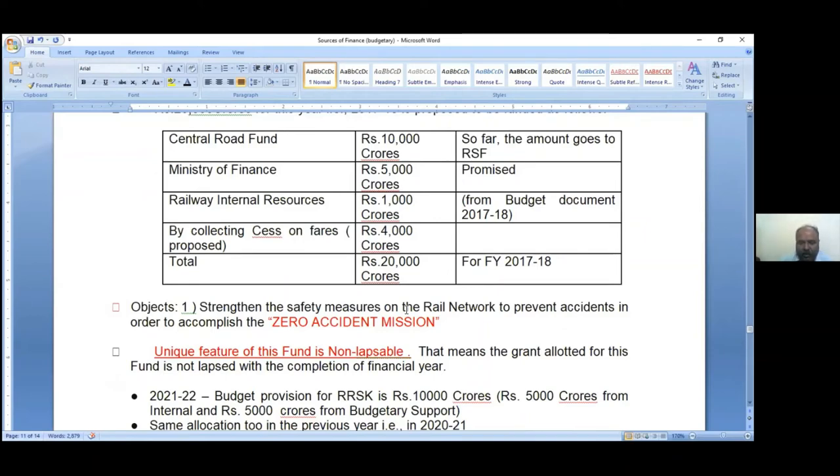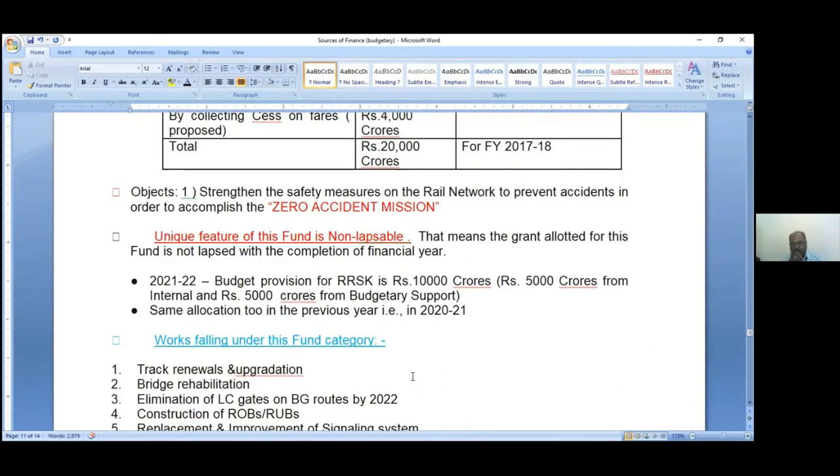And the unique feature of this fund is that funds granted under this fund, if not utilized by 31st March, are carried forward to the next year. Under the doctrine of lapse, funds lapse on 31st March, but this RRSK is non-lapsable. That is very, very important. Of that 20,000 crores, 5,000 crores is from internal resources and 5,000 crores from budgetary support.